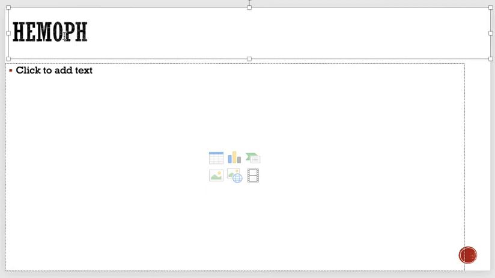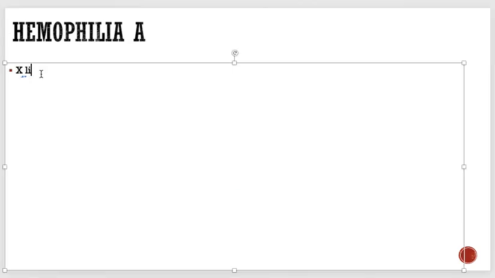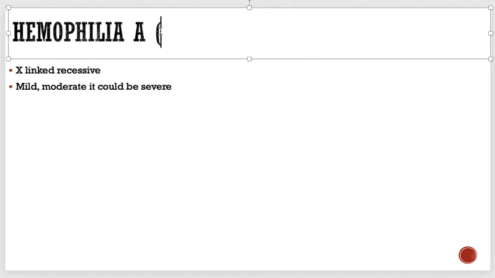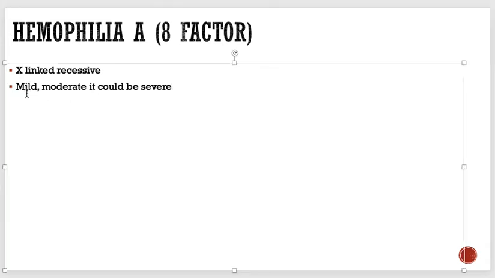Okay, I will discuss one hemophilia in detail, for example hemophilia A. What happens is it is X-linked recessive, okay? It's a hereditary disorder, so an X-linked recessive condition, occurring in 1 in 5,000 males. Now it could be mild, moderate, or severe. Mild is when factor 8 is present at more than 5% of the normal values. 1 to 5% is moderate, and severe is when the level of the factor is less than 1%, okay.